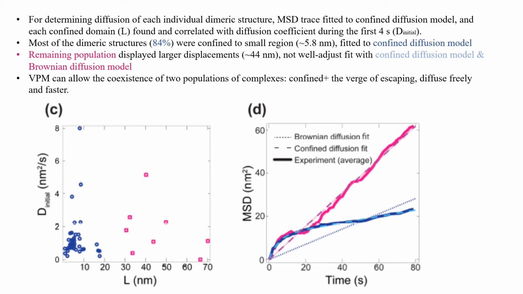It seems to have a combination of both the confined diffusion model and the Brownian diffusion model. So the VPM mobility allows the coexistence of two kinds of populations of the photosystem complexes, one being the confined one and the other being at the verge of escaping very fast and very freely, following the Brownian diffusion model.